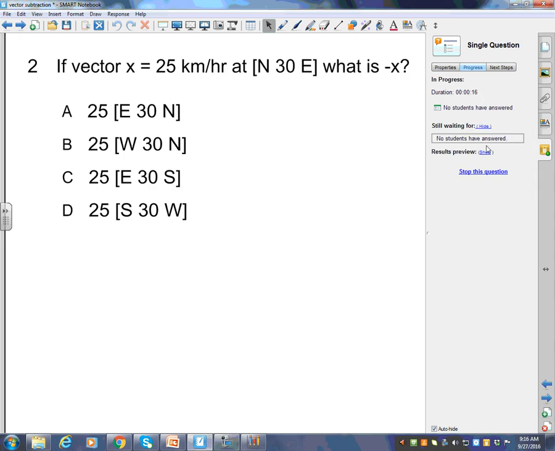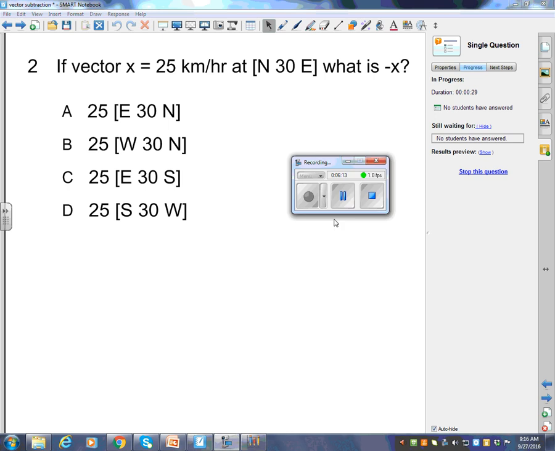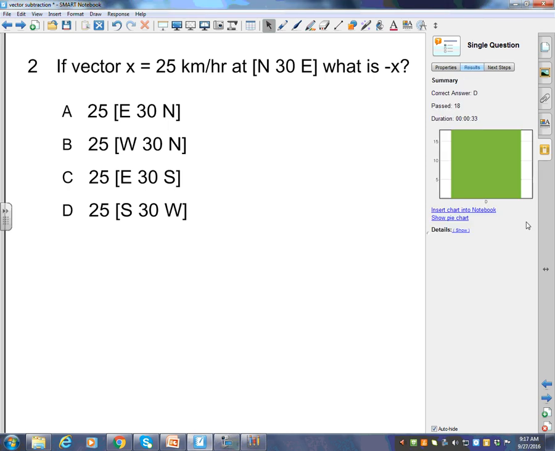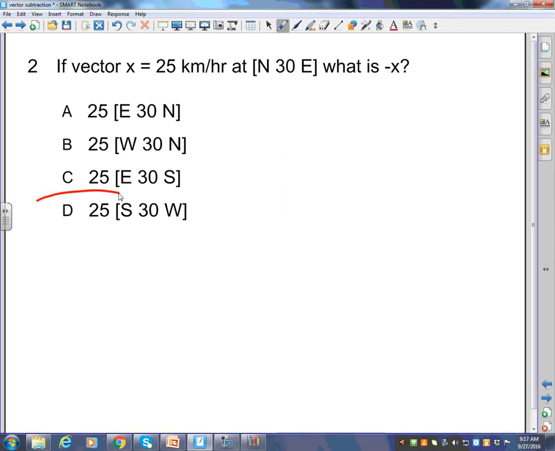Okay. So vector x is 25 kilometers an hour at north 30 east. What is minus x? Okay, let's see how we did. We got it all right. North 30 east becomes south 30 west. Just change those letters. That's all it is.